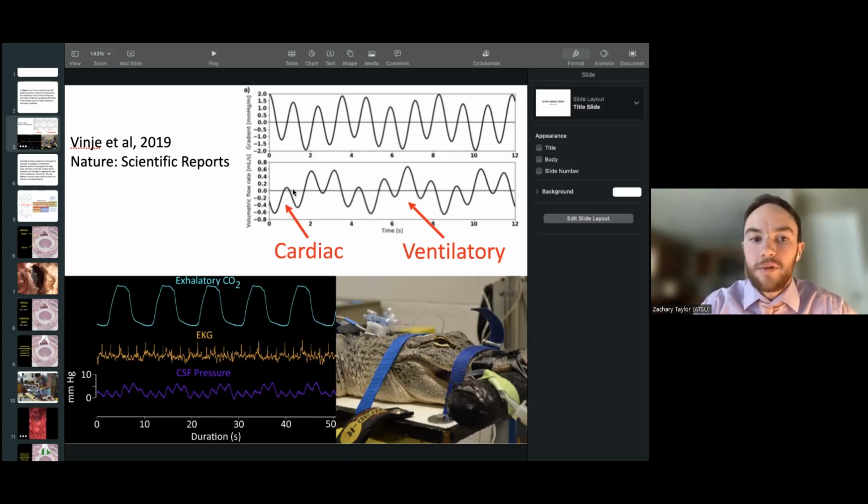And so that paper was trying to say in 2019 that cardiac was the main driver of CSF pressure, but we have actually proven that while cardiac helps, ventilation is actually the main driver of CSF pressure. So now we'll take a look at this alligator model. This is our respiration curve.